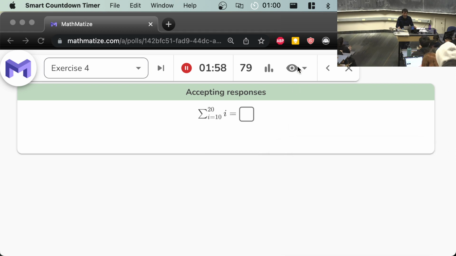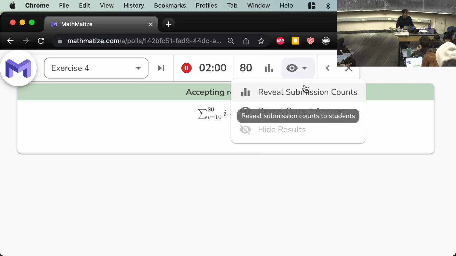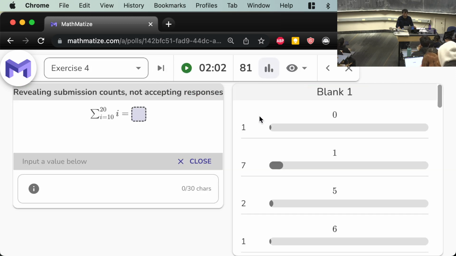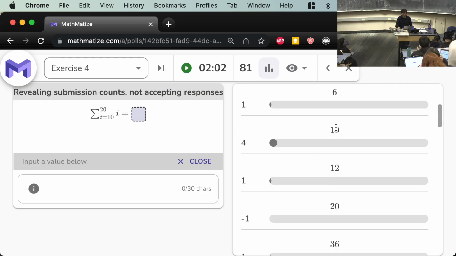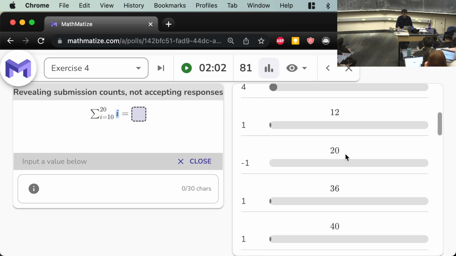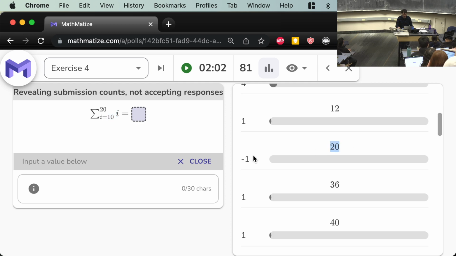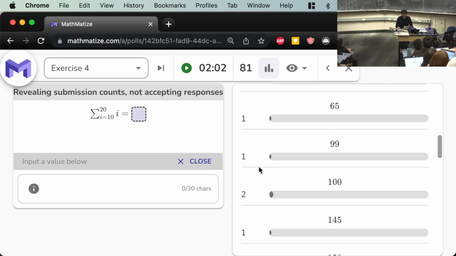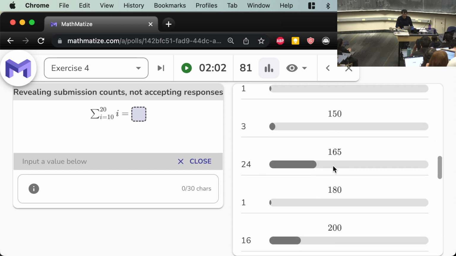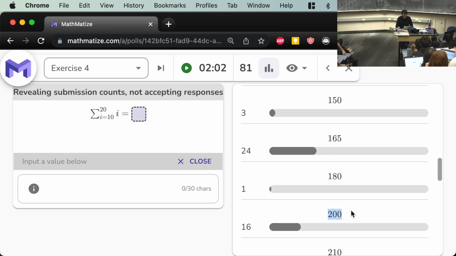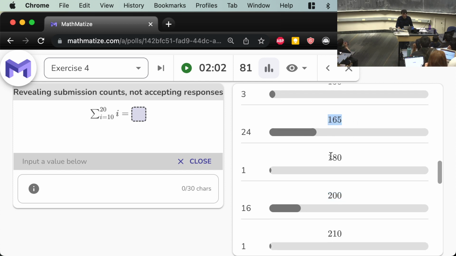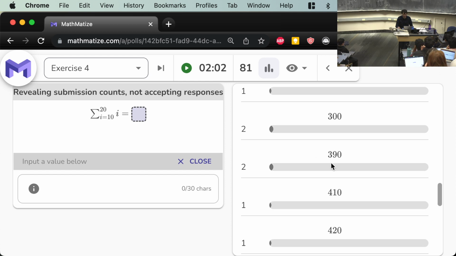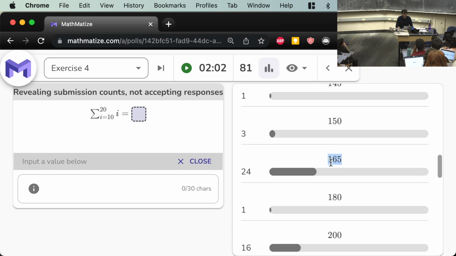Okay, let's look at what people said. I'm very curious. Okay, numbers. So again, 10 is a good guess because the first number is 10. When i equals 10, the formula is 10. 20, does it say negative one person picked 20? That's exciting. Is there like a ghost in the room? Okay. Some people said 200. Some people said 165. It's one of those. Okay, so it's 200 versus 165.